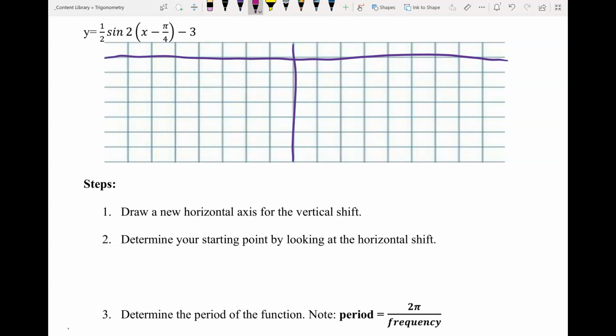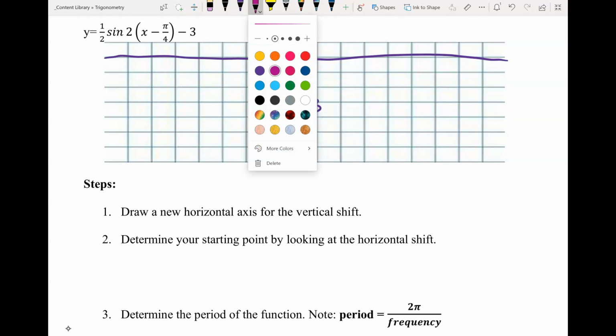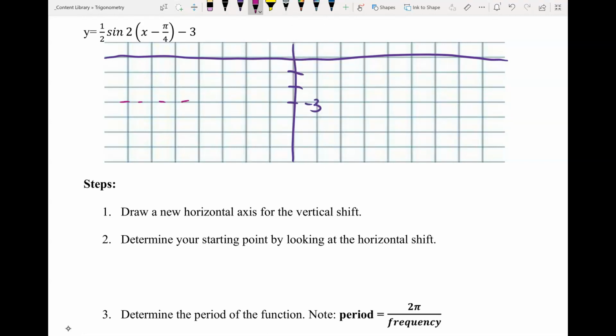Okay, so the first thing we're going to do is draw a new horizontal axis for the vertical shift. We're going down by 3. Usually our middle line is going to be on the x-axis, but because we're going down by 3, it's going to occur at negative 3. So I'm going to draw a dotted line to help us see the middle line of our sinusoidal function.